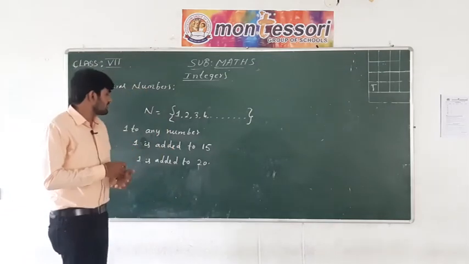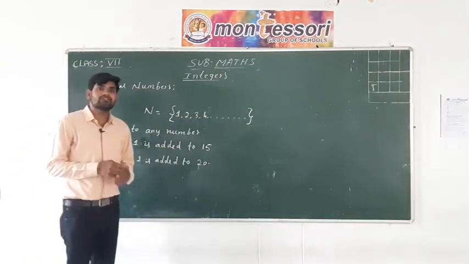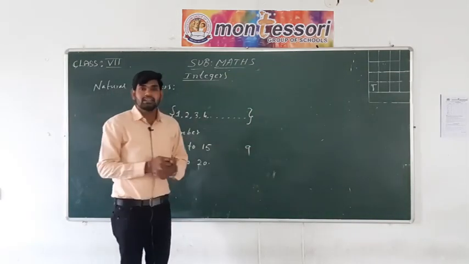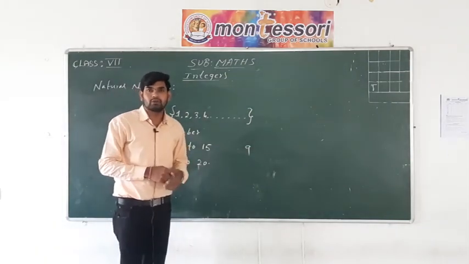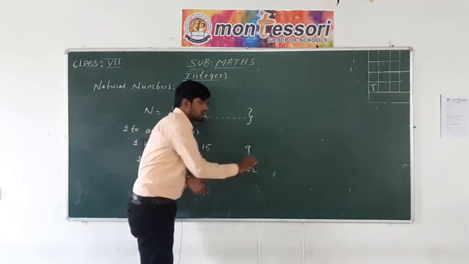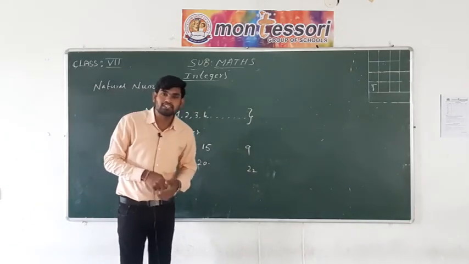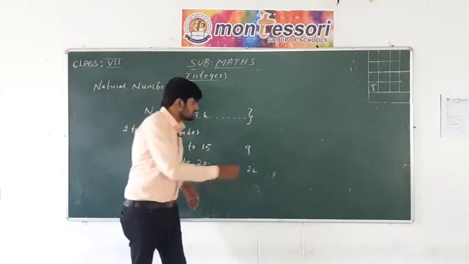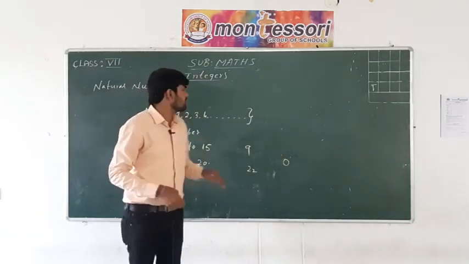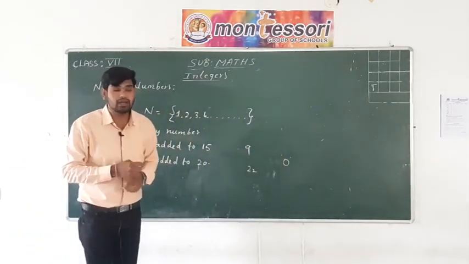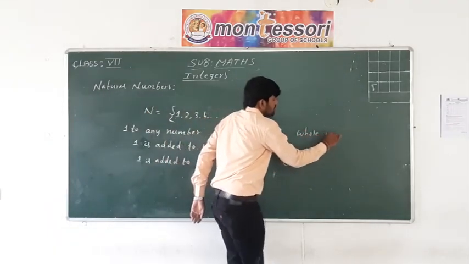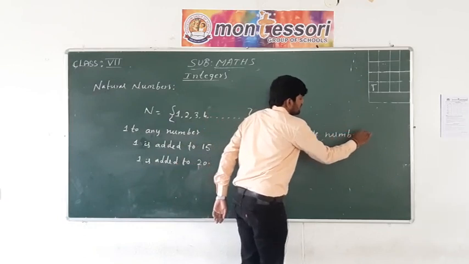Let us see subtraction. If 1 is deducted from 10, the result is 9, where 9 is also a natural number. One more example, if 1 is deducted from 23, the result is 22, where 22 is also a natural number. Then what if 1 is deducted from 1? The result is 0, but 0 is not present in the set of natural numbers. So the set of natural numbers is extended to the whole numbers to introduce the number 0.